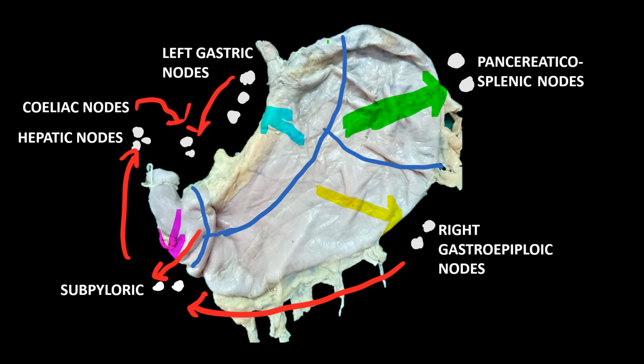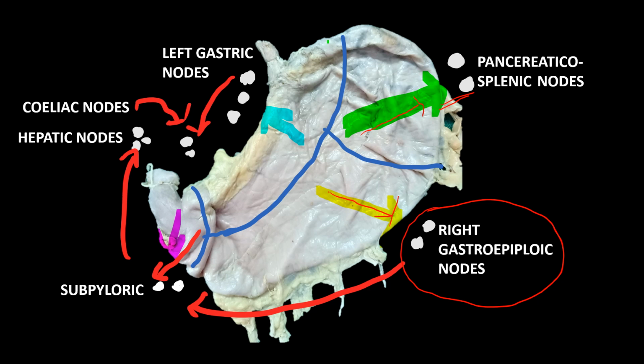This is the image of lymphatic drainage of the stomach. The stomach is divided into 4 lymphatic territories. The upper side of the left side of the stomach drains into pancreatico-splenic lymph nodes. These lymph nodes lie along the splenic artery. The lower part of the left side of the stomach drains into right gastroepiploic lymph nodes.